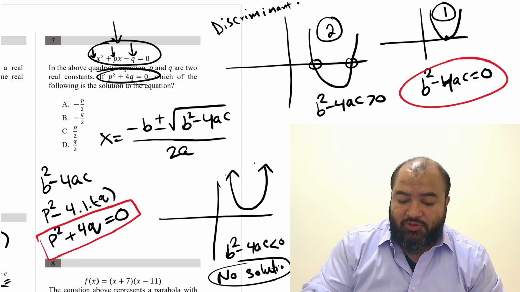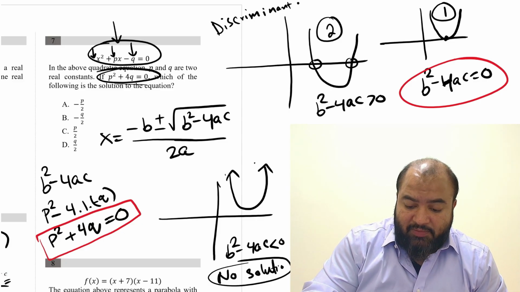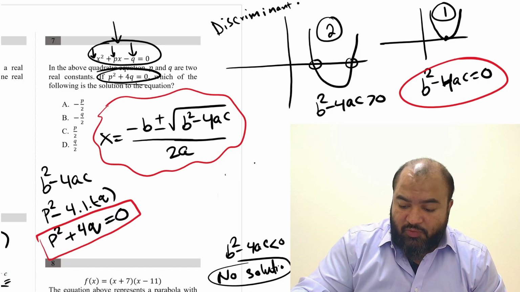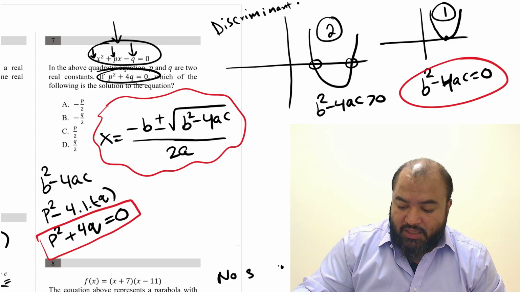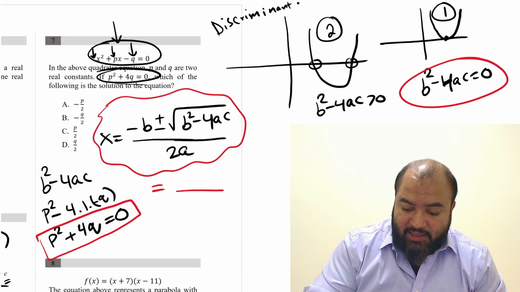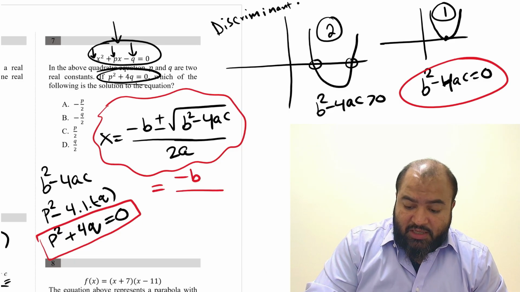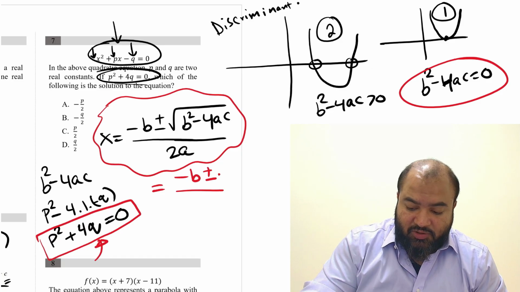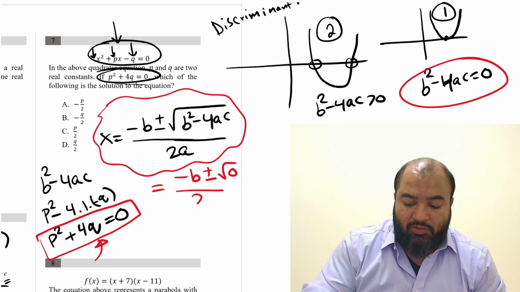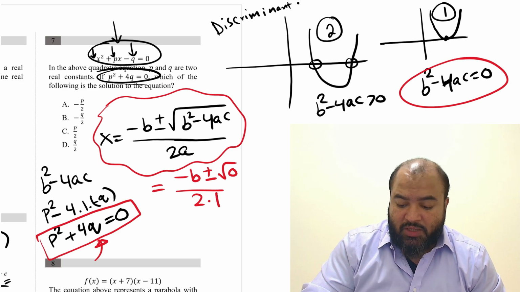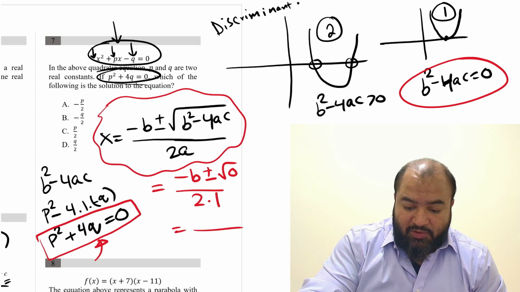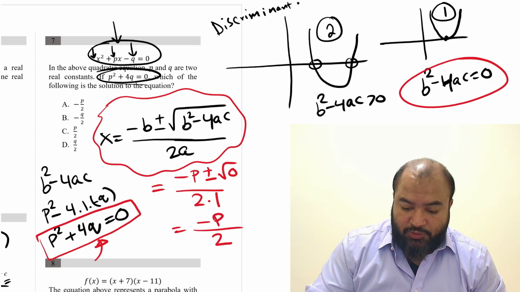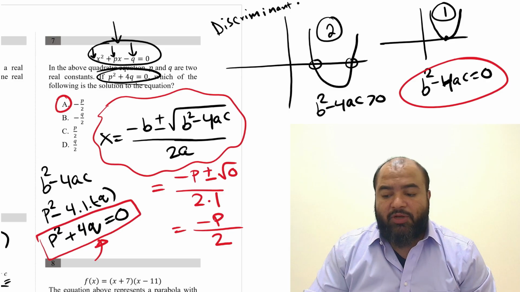So let's find that solution. I'm going to plug it in. Remember, this is the quadratic formula. So I'm going to use the one-solution case. No solution, we don't need. So in this case, I'm going to plug it in. Negative b plus or minus the square root of b squared minus 4ac. Remember, this is equal to 0, so it's just the square root of 0, which means it's not going to matter at all. 2a is just 2. So it's negative b, and by the way, b is p here. So negative p over 2. So the answer is A.